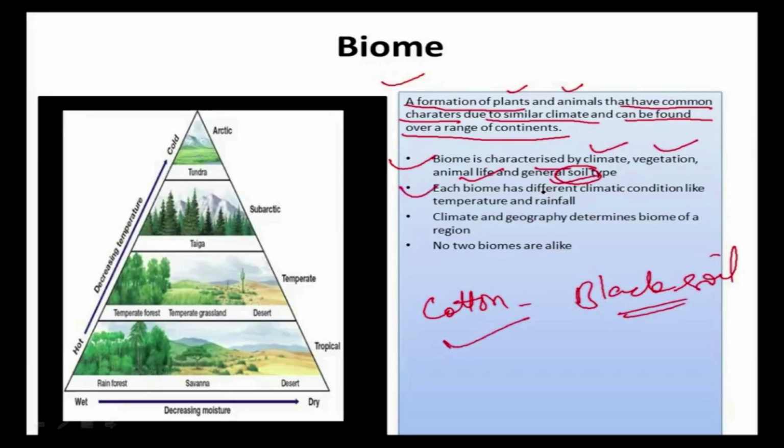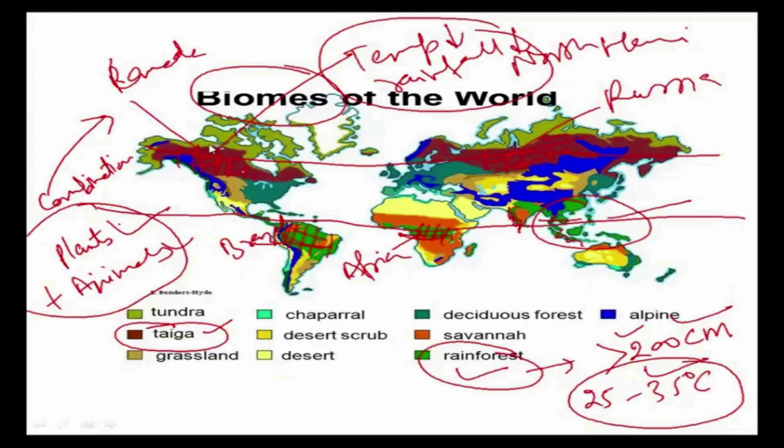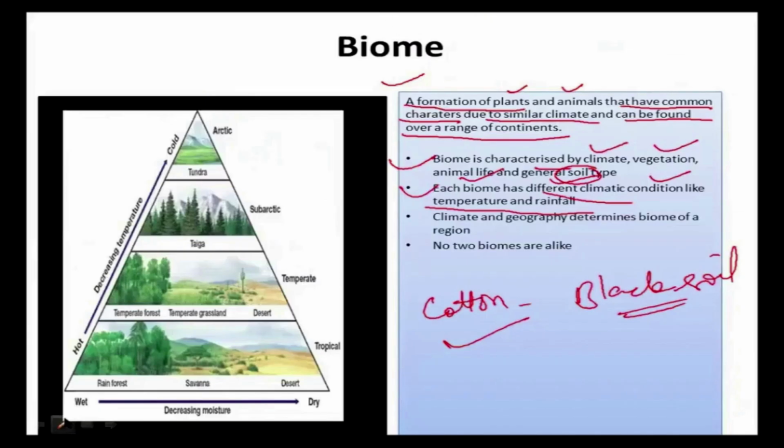And each biome has different climatic conditions like the temperature and rainfall. For example, the taiga biome requires low temperature, low rainfall, and the rainforest requires high temperature and high rainfall. So it means every biome's requirement of temperature and rainfall is different. So climate and geography determine the biome of a region, and two biomes cannot be the same. It means they are different.